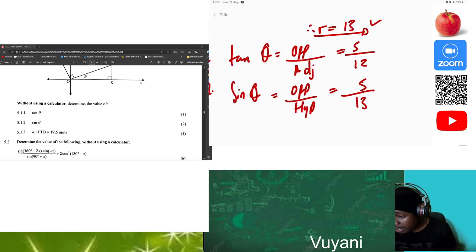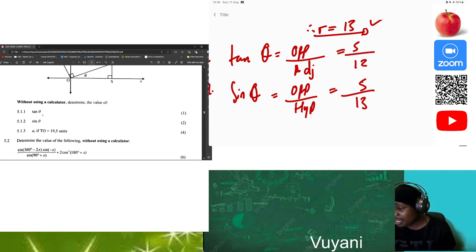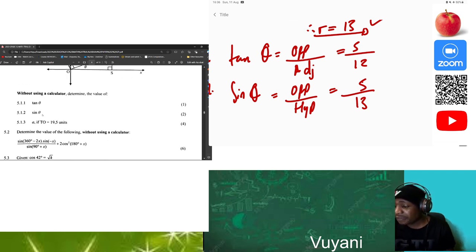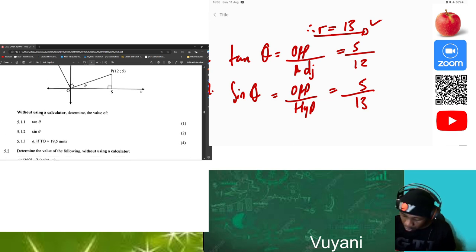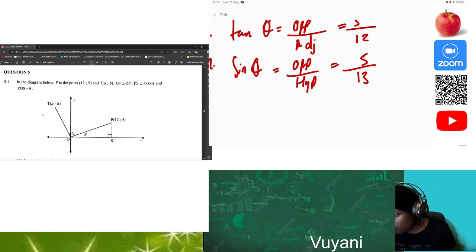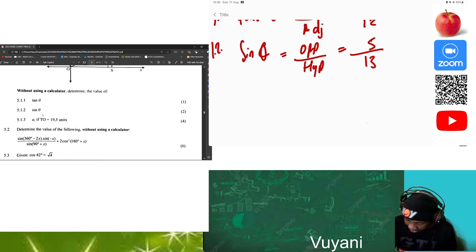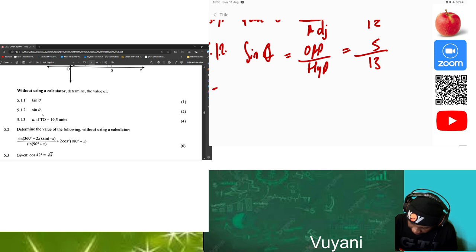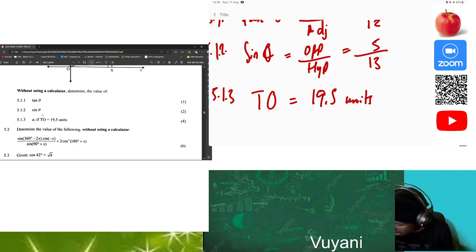So now they are telling us, without using a calculator, to determine the value of A if TO is equal to 19,5 units. So we are now on 5.1.3, and we are given that TO's length is equal to 19,5 units. Now that you know that TO is 19,5 units, what will be the value of A which you have over there?